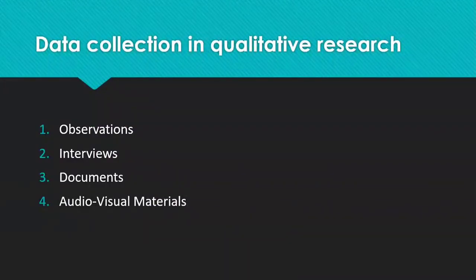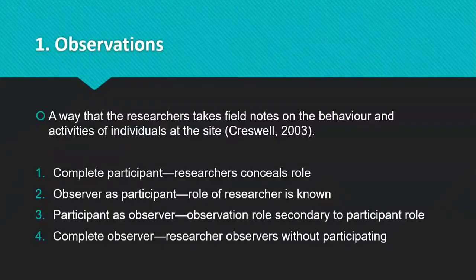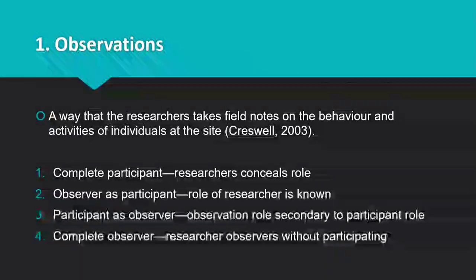There are four main methods to collect the data in qualitative research: observations, interviews, documents, and audio-visual materials. First, observations. Creswell defined observation as a way that researchers take field notes on the behavior and activities of individuals at a site.